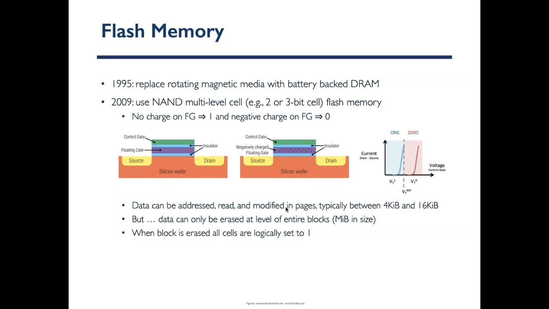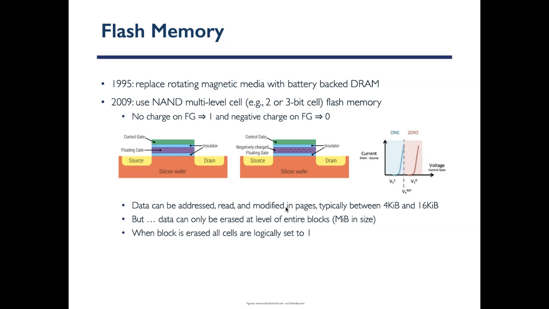So in hard disks, in magnetic disks, the unit of addressable data we called a sector, and it was something around 512 bytes each, a usual size for a sector.